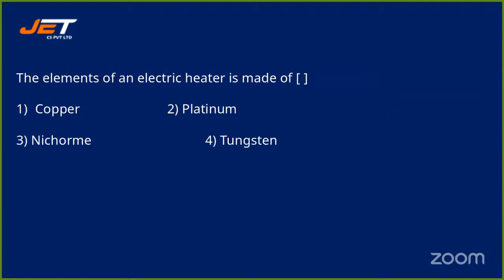Next, the elements of an electric heater are made up of. We need to have a conductor, right? We cannot have any more resistance. So the answer is nichrome. For an electric heater, it is nichrome.